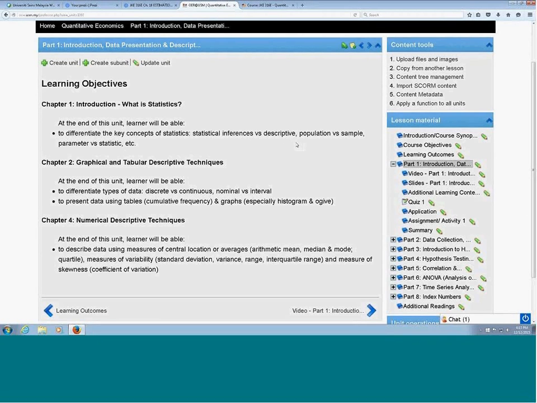Okay, I know that you are busy people. So when you sit down to study, you must focus. So this learning objective or learning outcome tells you what you need to focus on.